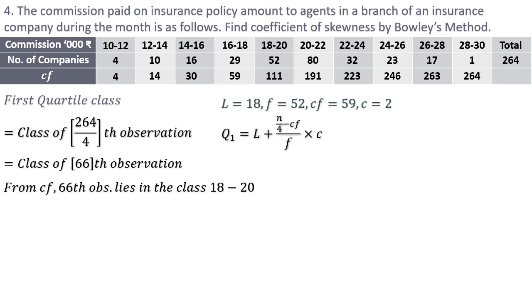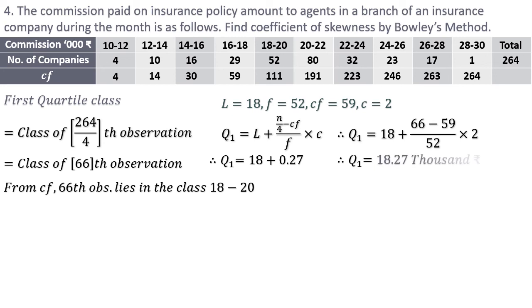The Q1 is L plus N upon 4 minus CF upon F into C. Therefore, Q1 is equal to 18 plus 66 minus 59 upon 52 into 2. Naturally, it is 18 plus 0.27, which is 18.27 thousand rupees.